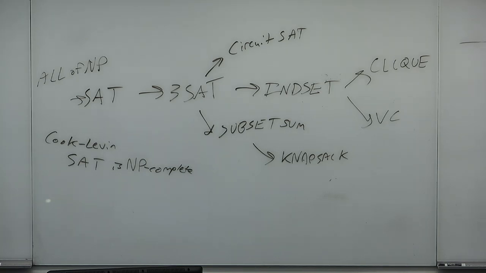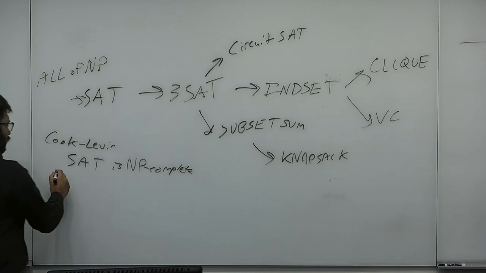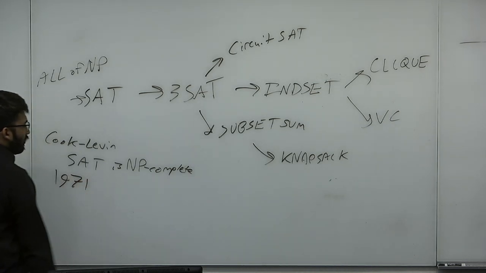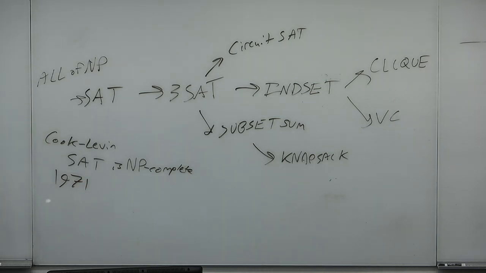This was 1971. Levin was a young student of Kolmogorov in the Soviet Union across the Iron Curtain. He had not much communication. He worked with Kolmogorov, and he was able to prove SAT is NP complete among many of the other combinatorial problems. And then something happened politically, and he had to escape. And so he was able to publish his result independently in 1973.